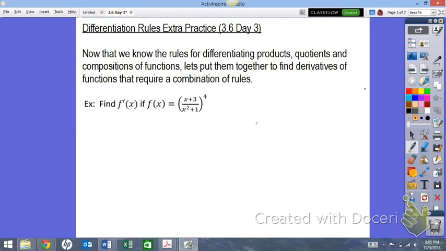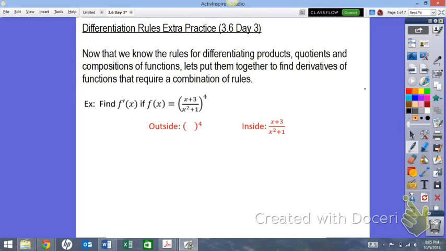inside this raising a function to the fourth power we have x plus 3 over x squared plus 1. So the first thing that we would want to do is identify what's the outside function and what's the inside function. So the outside function here is going to be stuff to the fourth. The inside function is going to be our x plus 3 over x squared plus 1.